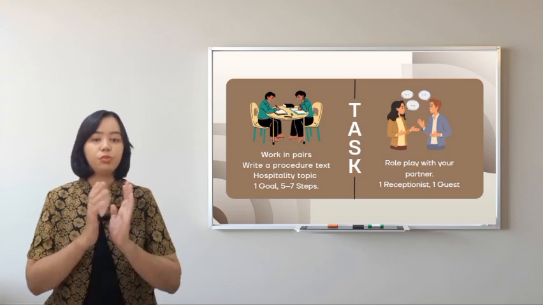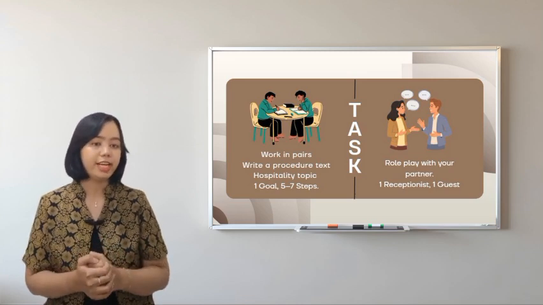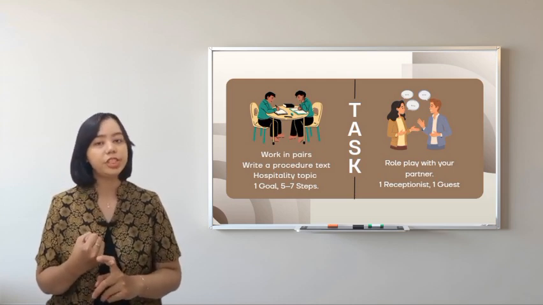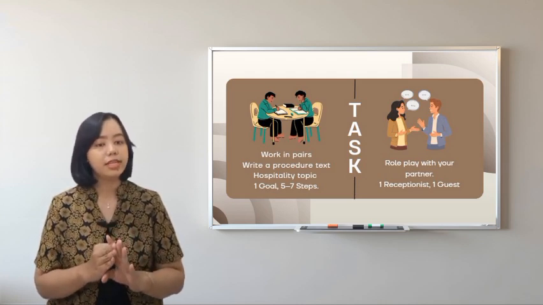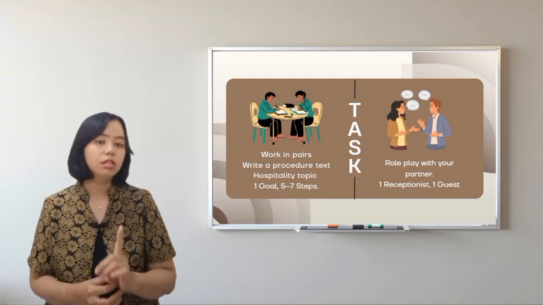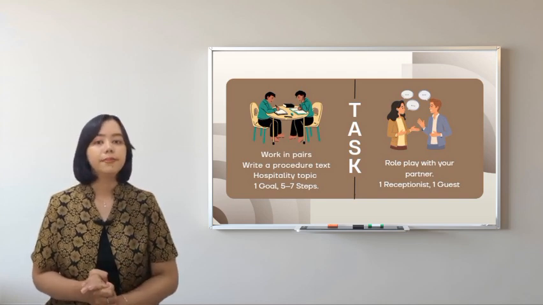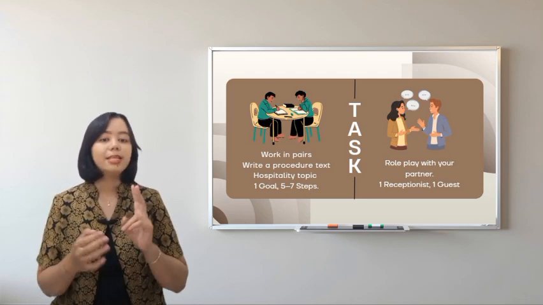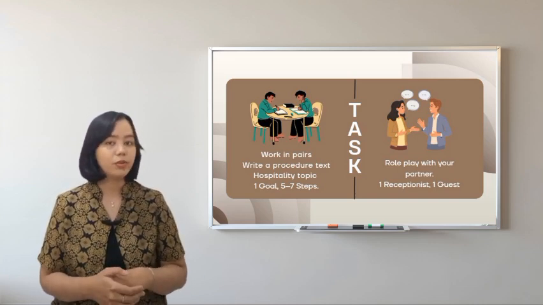Now, I want you to work in pairs. Together with your partner, make a simple procedure text with a hospitality topic, like how to make a room reservation, how to clean a hotel bathroom, how to prepare a guest room, etc. You only need one goal and 5 to 7 simple steps. Don't forget to use polite and professional expressions, simple present tense, imperative sentences, action verbs, and sequencing words.